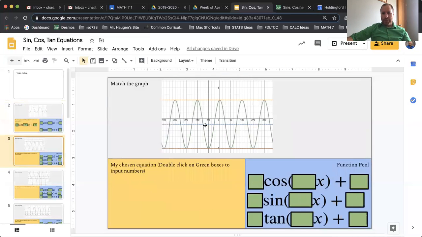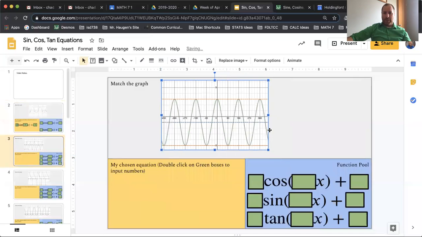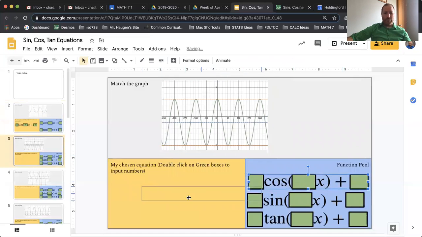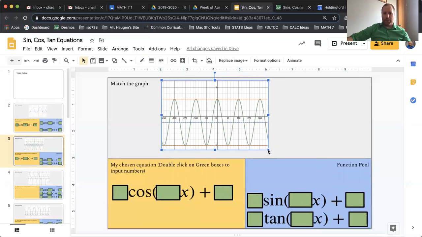On here, this one, I would take a look at this graph and say, okay, again, it's either sine or cosine, but it is starting in the middle here at a high point. If I make this a little bigger, it's starting at a high point. That means it's a cosine graph. Sine graphs always start in the middle, cosine graphs always start at the high point. So I know this is going to be a cosine graph.